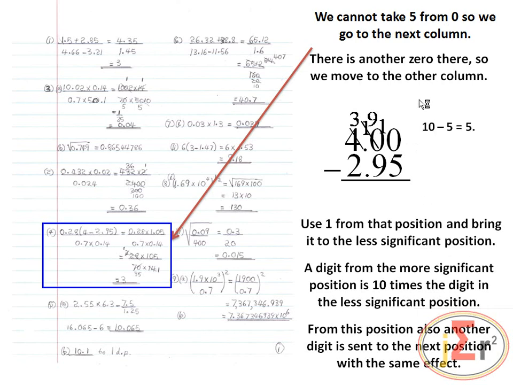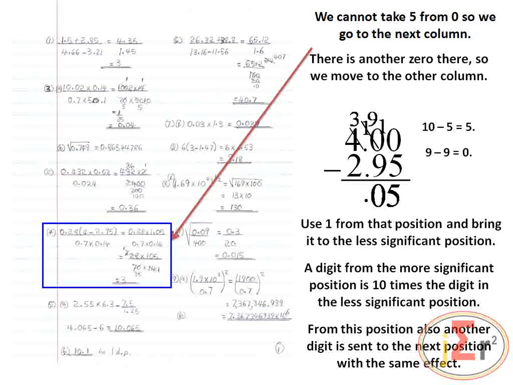So 10 minus 5 is equal to 5. And then we have 9 minus 9 is equal to 0. No doubt the point goes back as before, vertically aligned with the others, and we say 2 from 3 is equal to 1. 1.05.